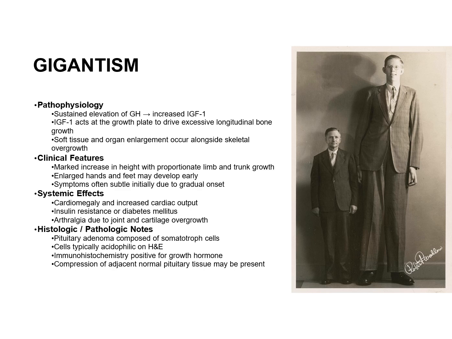Clinical features include extreme height, early enlargement of hands and feet, and metabolic complications like insulin resistance. And just like acromegaly, giantism is usually caused by a somatotroph adenoma. Histologic note: the tumor looks essentially the same under the microscope, same cell type, same growth hormone positivity. It's the timing, not the tumor, that changes the disease.